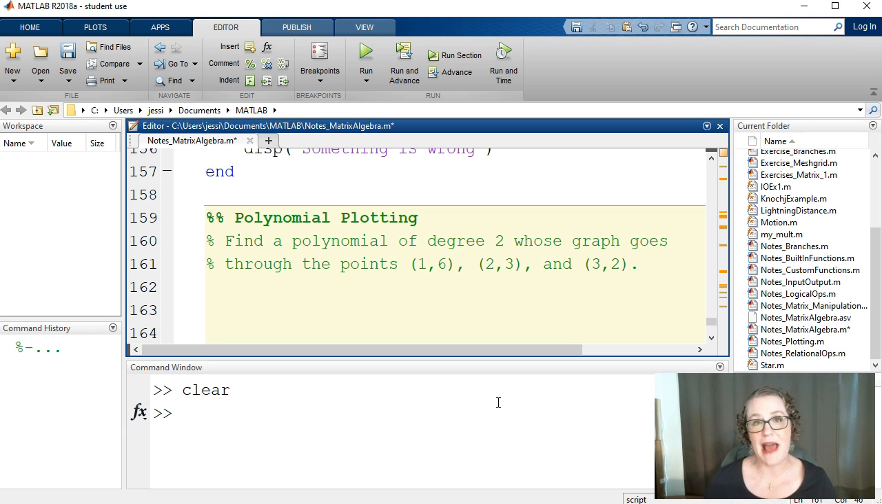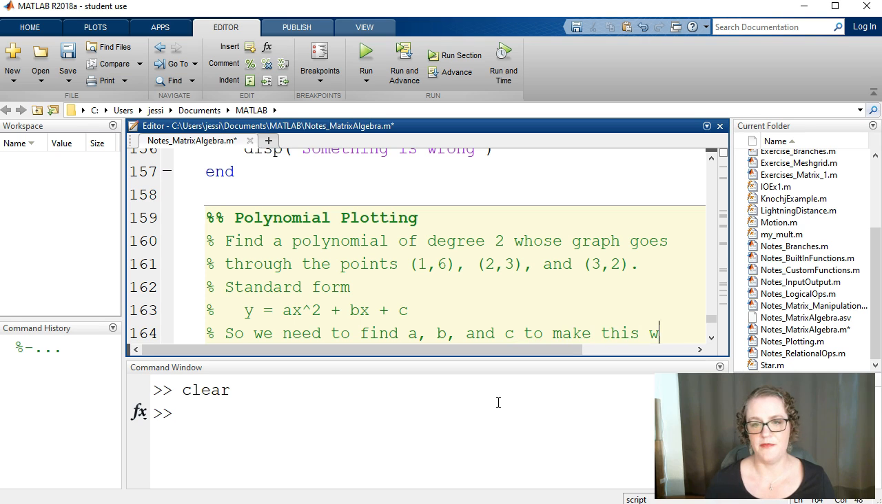So how do we use MATLAB to do this for us? Standard form of quadratic equations looks something like this: y equals ax squared plus bx plus c. Those are the letters you're probably used to seeing in a quadratic equation, a, b, and c. So that's what's missing. We need to find a, b, and c to make this work.